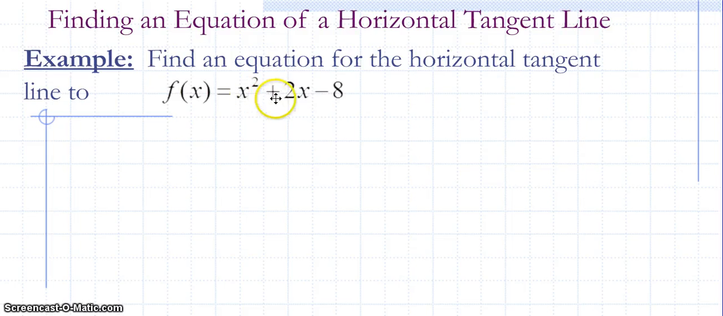Alright, now I want you to try and find an equation for the horizontal tangent line to f of x equals x squared plus 2x minus 8. We've done this before. You don't have to use the limit definition this time. Pause the video, unpause when you're ready to check.